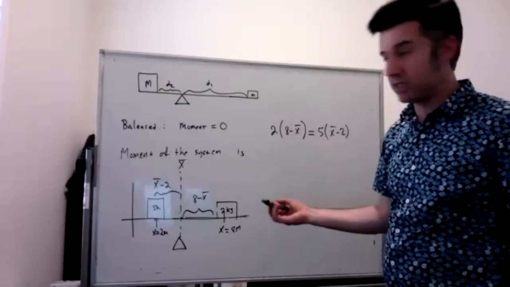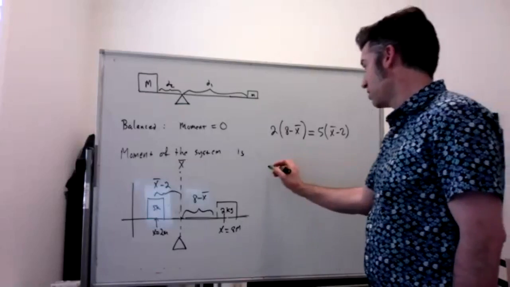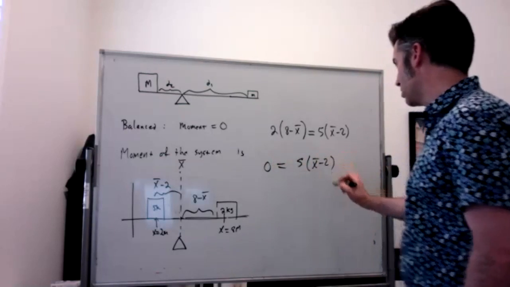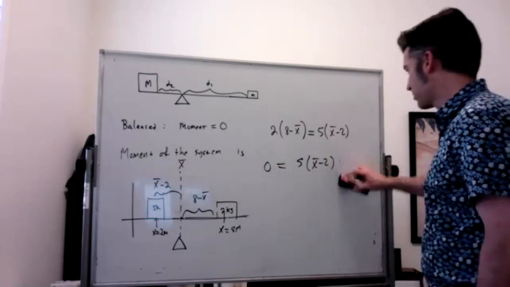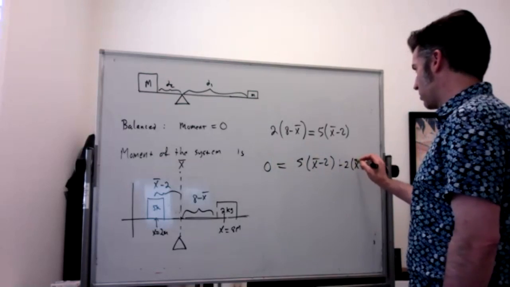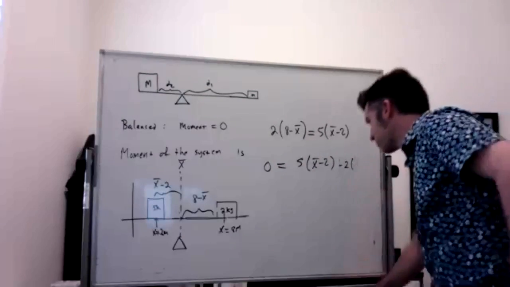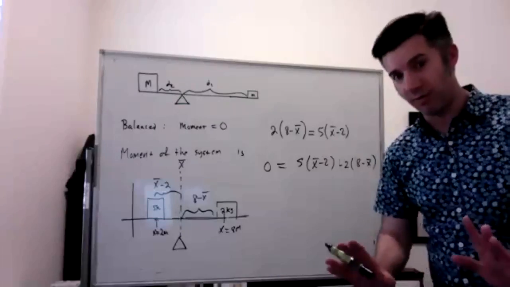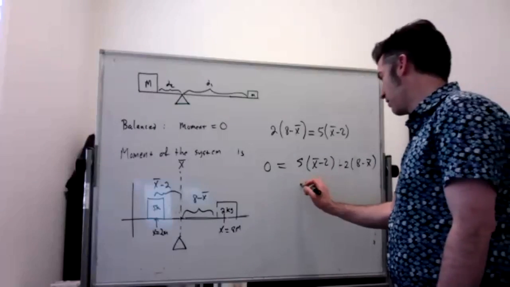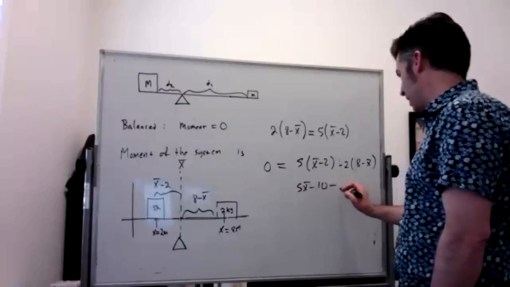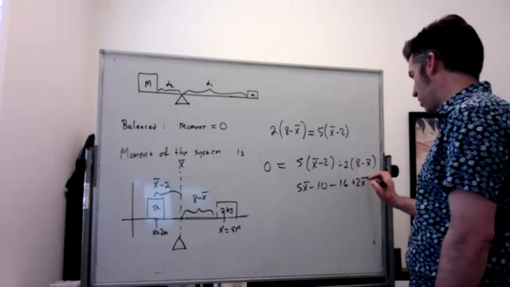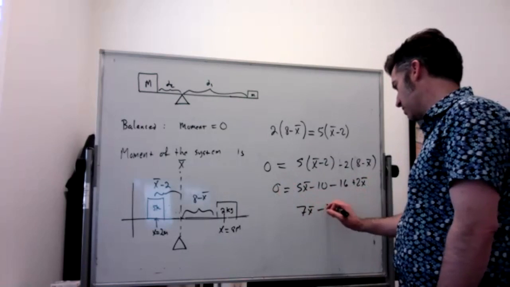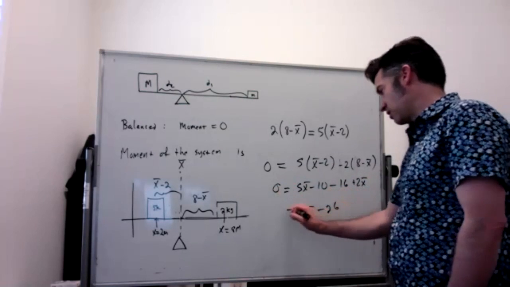So bringing everything to one side, let's bring everything to the right. We've got 0 equal to 5 times x bar minus 2 minus 2 times 8 minus x bar. Okay, don't worry, we're gonna see something worthwhile, I promise. We're almost there. So I've got 5x bar minus 10 minus 16 plus 2x bar equal to 0. 5 plus 2 is 7x bar, minus 10 minus 16 is minus 26, equal to 0.